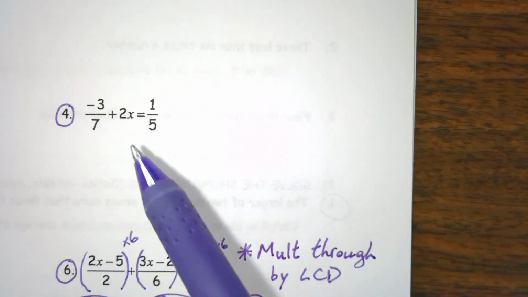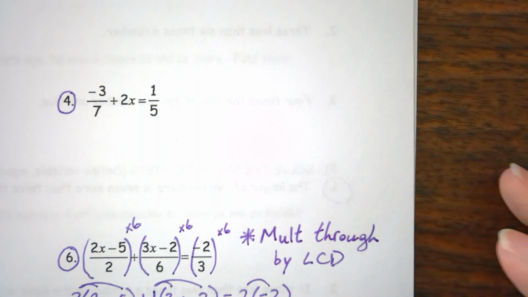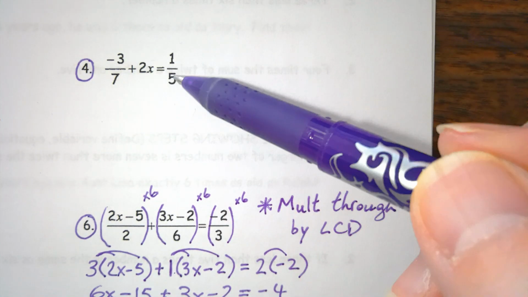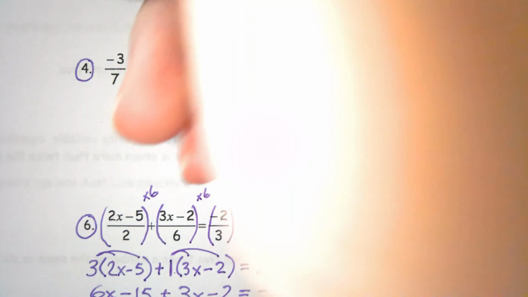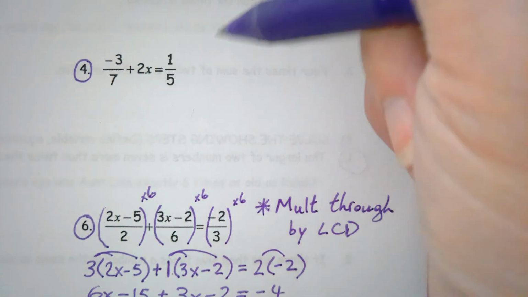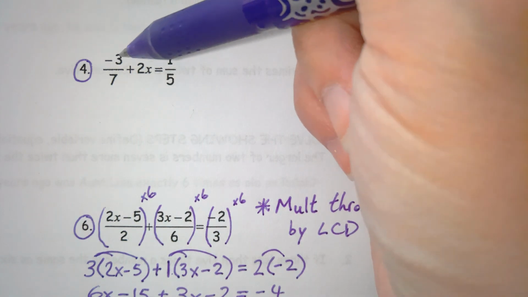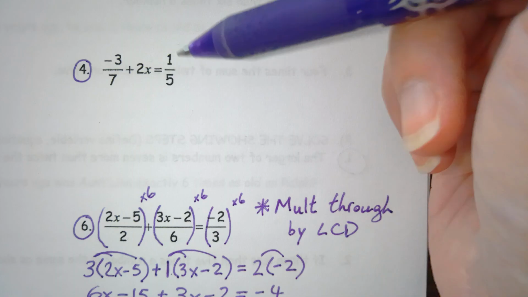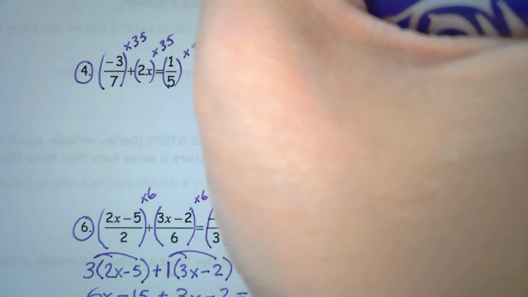Alright, why don't we try this one? What's my lowest common denominator here? Sydney, 35. So how many times am I multiplying the 35? How many terms do I see here? 3, right? So I'm multiplying this whole term by 35, this whole term by 35, and this whole thing by 35.